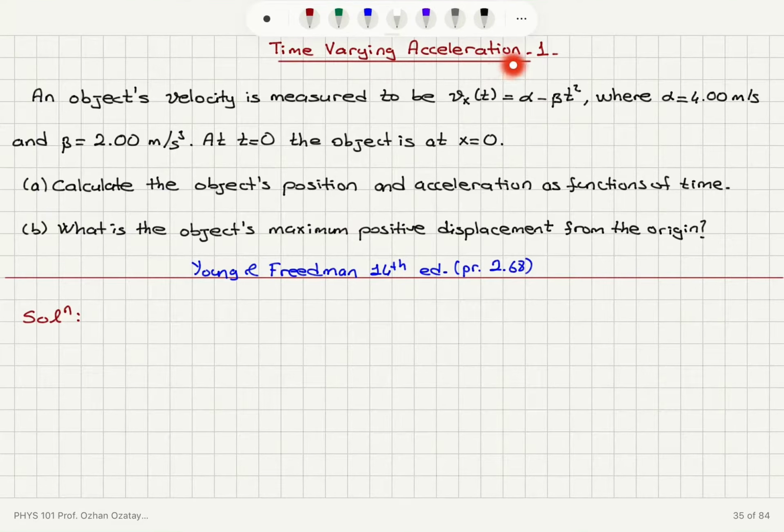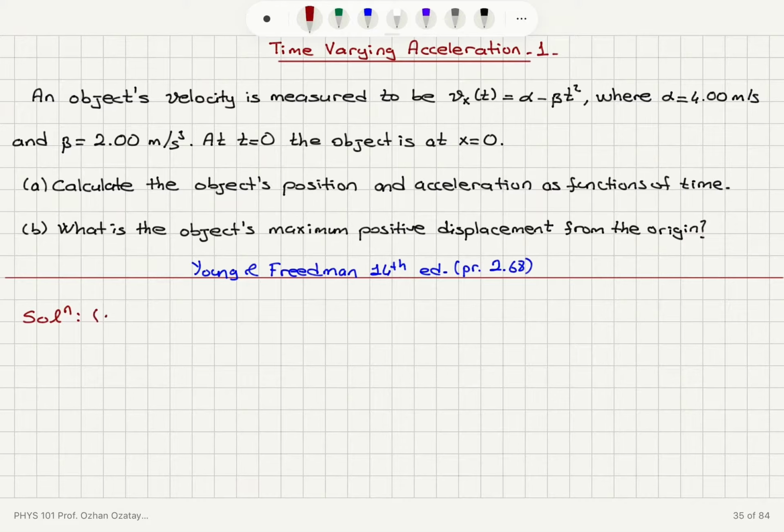Time varying acceleration 1. An object's velocity is measured to be Vx as a function of time is alpha minus beta t squared, where alpha is 4.00 meters per second and beta is 2.00 meters per second cubed. At t equals 0, the object is at x equals 0. A. Calculate the object's position and acceleration as functions of time. B. What is the object's maximum positive displacement from the origin?